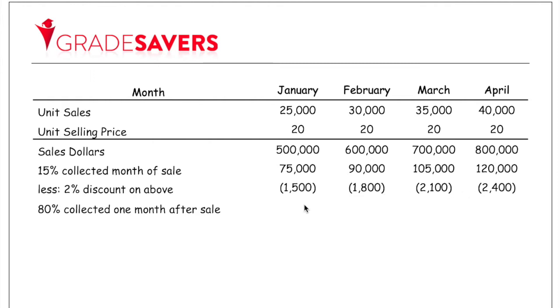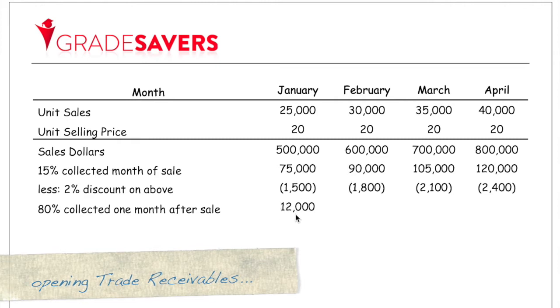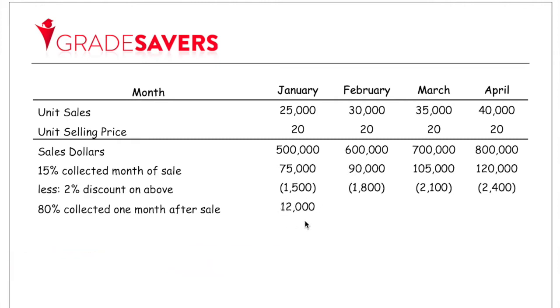For the month of January, the 80% that's collected is going to represent the trade receivables from the prior month. So in our example, it told us that the ending balance sheet of December had a trade receivable balance of 12,000. That 12,000 that's outstanding from December is going to be collected in the month of January. So this 12,000 is our opening trade receivable.